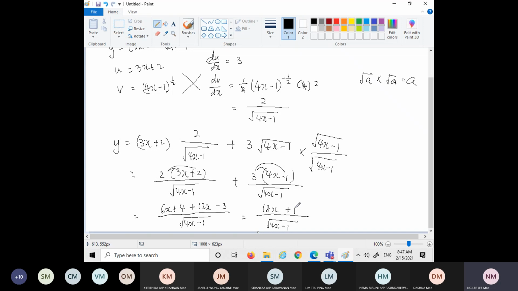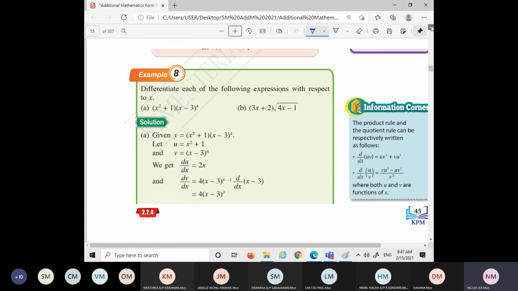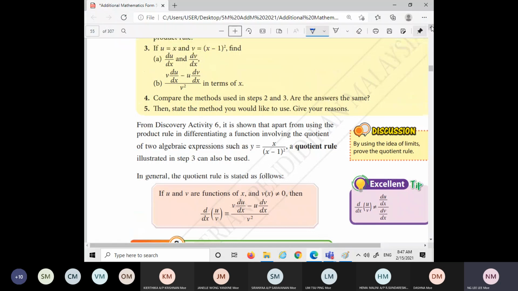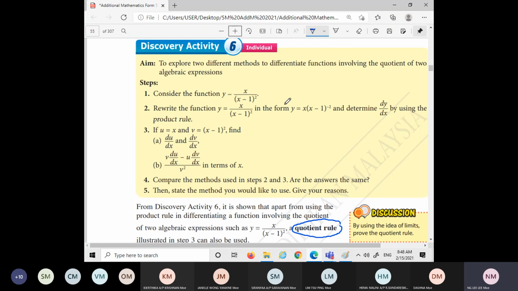Maybe I continue with one more, quotient rules. I can come back to your textbook a while. Quotient rule is here. So in your notes, just now you wrote product rules. Secondly, you write quotient rules. And then this is the formula for quotient rules. Then same thing, I'm going to use one example for quotient rules. This is the example I'm going to use.